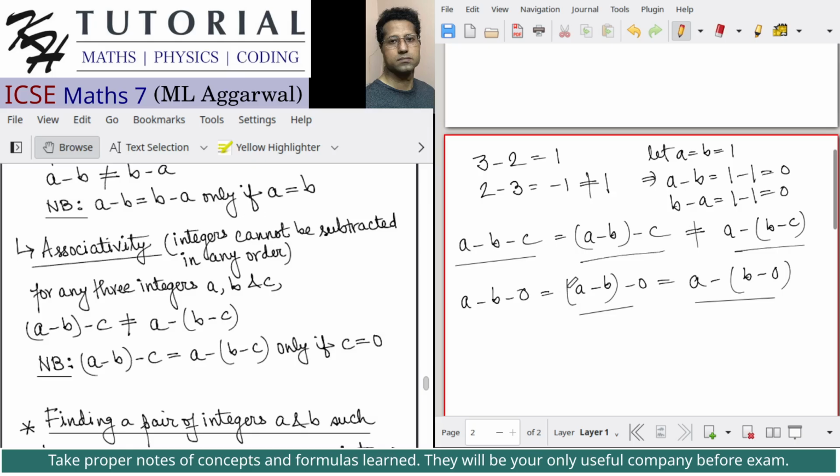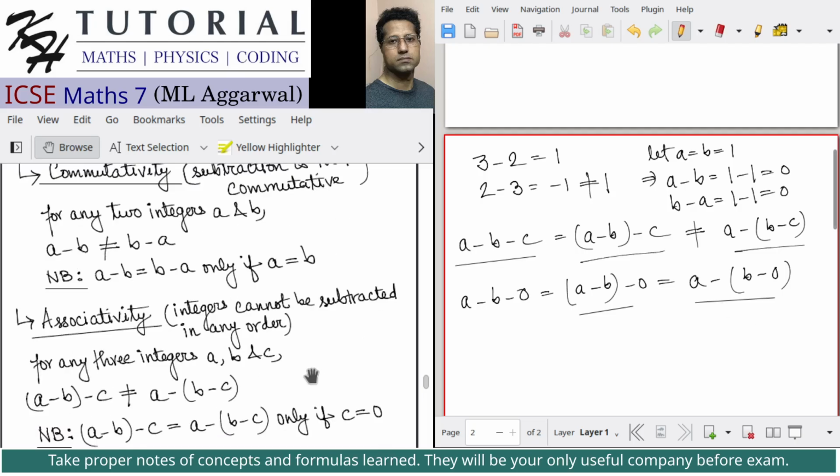So when I am subtracting three integers a, b and c, it will be associative only when c is equal to 0. As you can see, (a minus b) minus 0 is equal to a minus (b minus 0), which is also equal to a minus b. So this thing you must keep in mind. Subtraction of integers in general is not associative, but only when c is equal to 0, the subtraction of the three integers a, b and 0 will be associative.